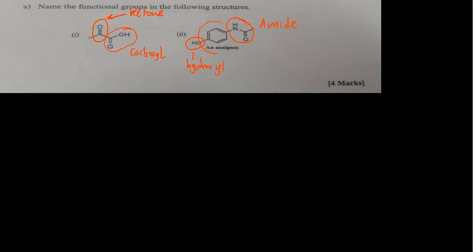Well, we also have this one. This one is an aromatic functional group, a benzene. So we have got alternating double bonds. That's an aromatic functional group.